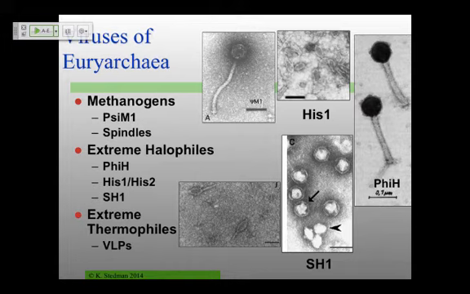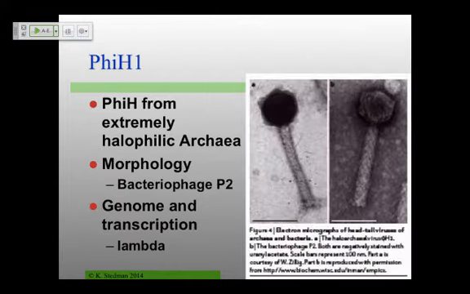But just as an example of some of these viruses and their similarities, particularly these Euryarchaeal viruses to bacterial viruses, Phi-H1 is again a virus which infects those extreme halophiles that you find in these hypersaline environments. The morphology looks almost identical to bacteriophage P2. That's because of this thick tail that comes off of the bottom here. And in fact, you can't see it very well, but this is P2 and this is Phi-H. So they're really basically morphologically identical to each other.